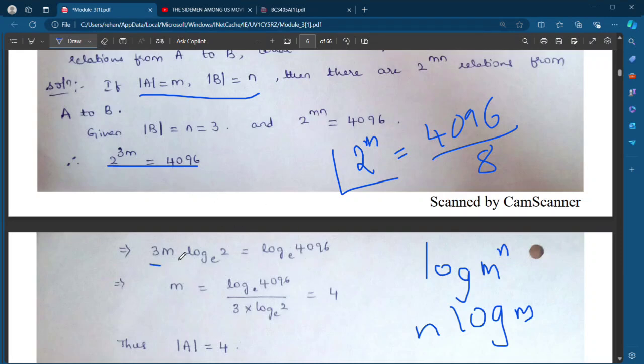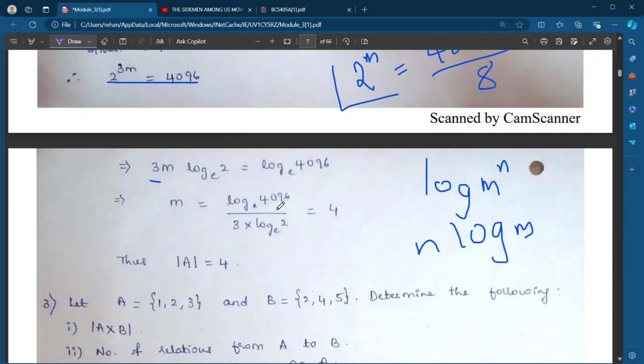Then I keep m as it is, and 3 into log e 2 I send to the denominator. Don't be so nice as to just cancel log and log here; that's foolish. This is not e power 2, this is log base e of 2. So find the value of log base e of 4096. Log to the base e is nothing but ln, so take ln in your calculator: ln 4096 divided by 3 ln 2, in a bracket or fraction form in a scientific calculator. If you use log instead, you might get a different value, so you have to take ln here. Thus |A| = 4.